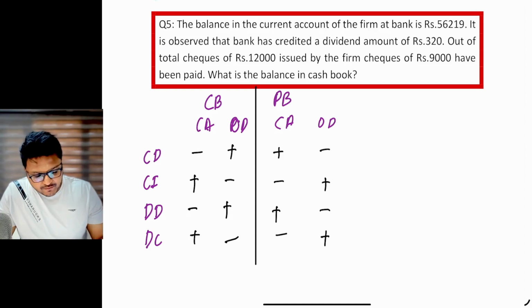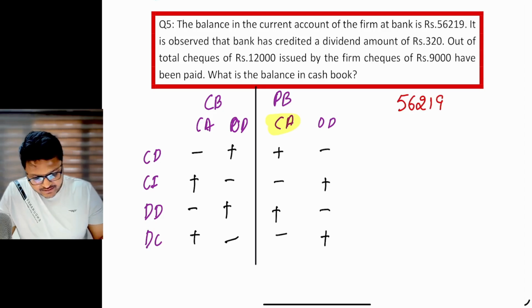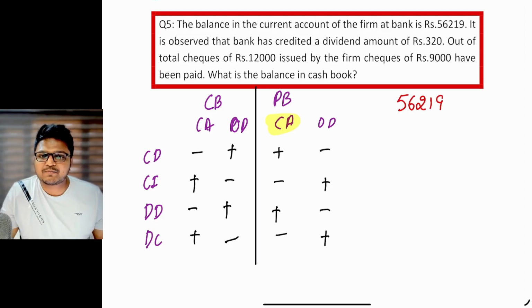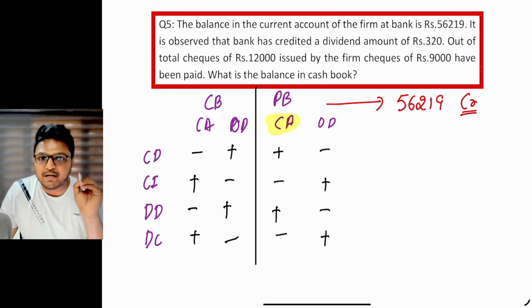Now starting with the balance in the current account of the firm at the bank. At the bank means we are provided the passbook balance, right? Passbook balance and the current account, that is the third column over here. Now it's showing a balance of 56219. Should it be a debit balance or a credit balance? It will be a credit balance. Why? Because when it's a current account in the passbook, it has a credit balance. So it's a passbook balance, that is 56219 credit, right?